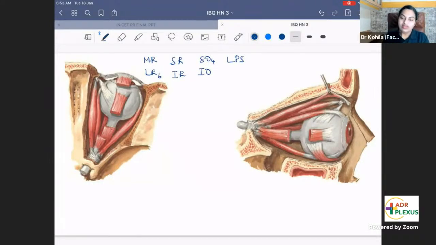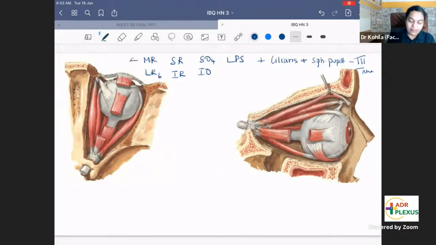Yes, all the others, levator palpebrae superioris, medial rectus, inferior oblique, and plus two more. What are they? Anyone? Ciliaris and sphincter pupillae, supplied by the third nerve. Am I right? Okay. Now you should be able to tell the action of these muscles.